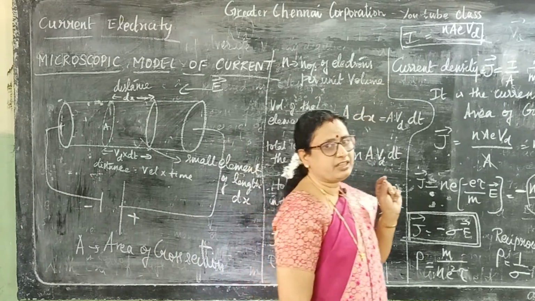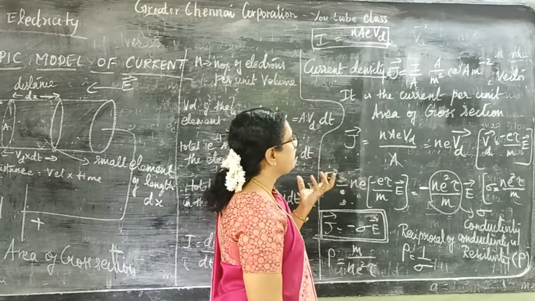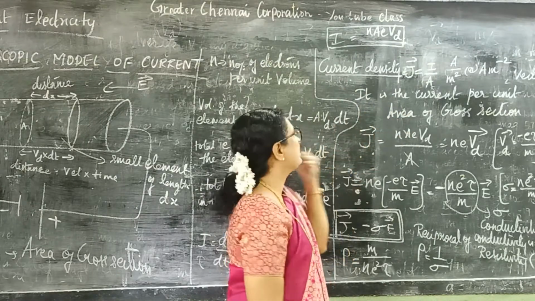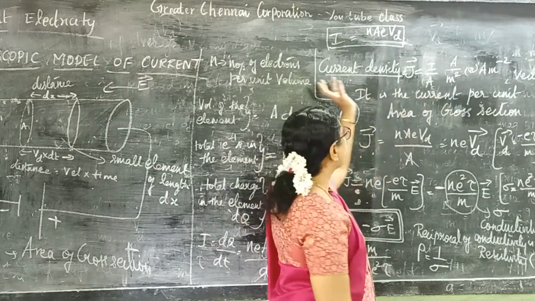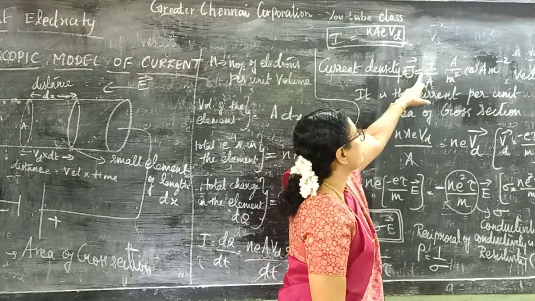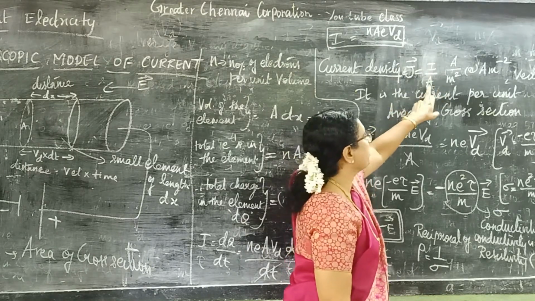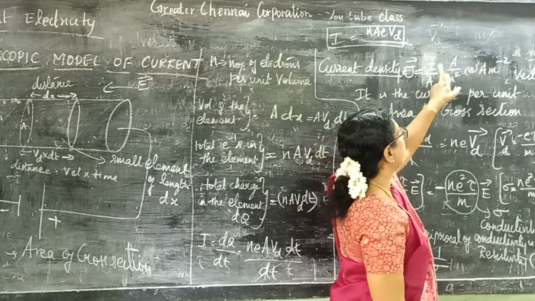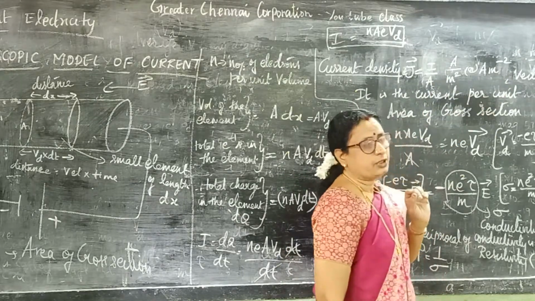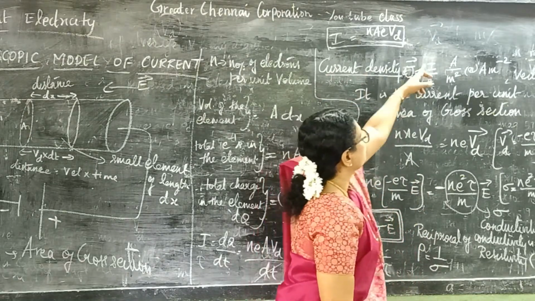Now we are going to define the next quantity, which is the current density. Density means what? Per unit area. That is, the current per unit area will give us the current density, denoted by the letter J. It's a vector quantity. J vector is equal to current per unit area, that is I by A. Unit of current is ampere, unit of area is meter square. So ampere meter power minus 2 is the unit of current density J. So current density J is equal to I by A.